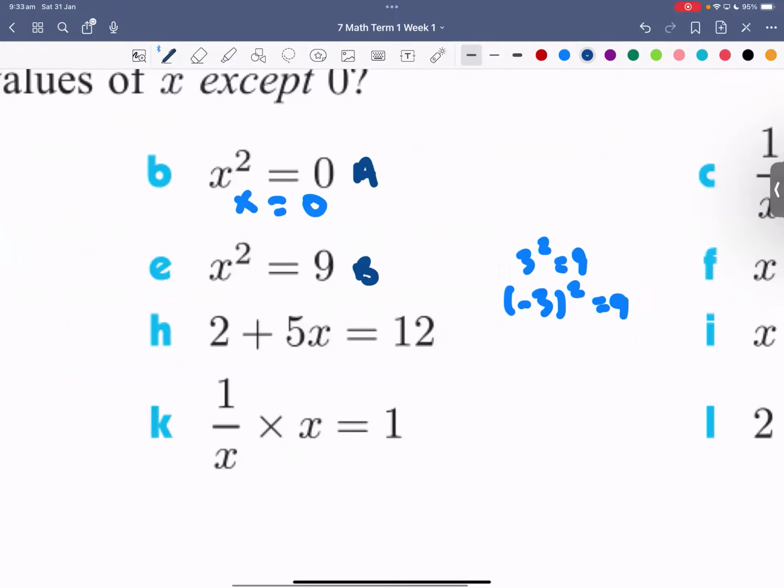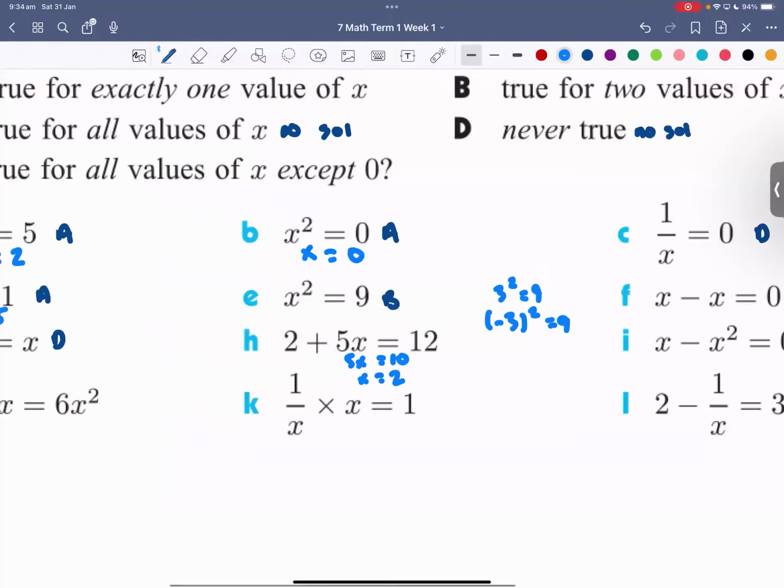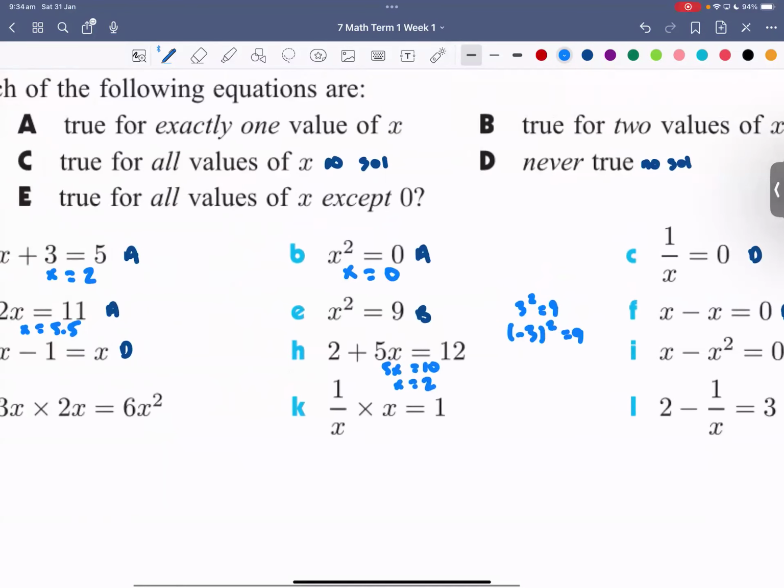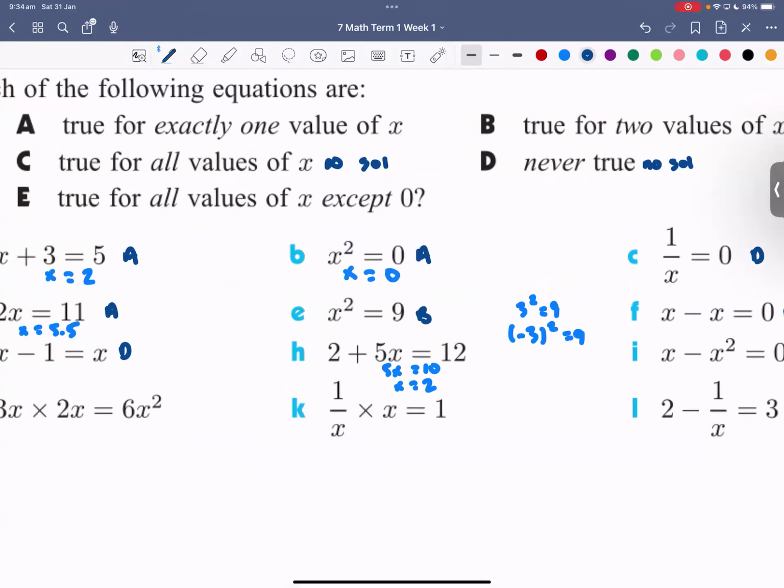All right. How many answers do you think there are to something like this? 2 plus 5x is 12. How many answers do you think there are? There is one answer. All right. And this is just a little bit of a precursor for what we're about to do soon. But for those that have done solving equations first, you bring the 2 to the other side. So 5x is 10. And if 5x is 10, x is 2. I'm going to teach you that if you don't know how to do that yet. But there is one answer. The answer is x equals 2. So the answer is A, true for exactly one value of x.